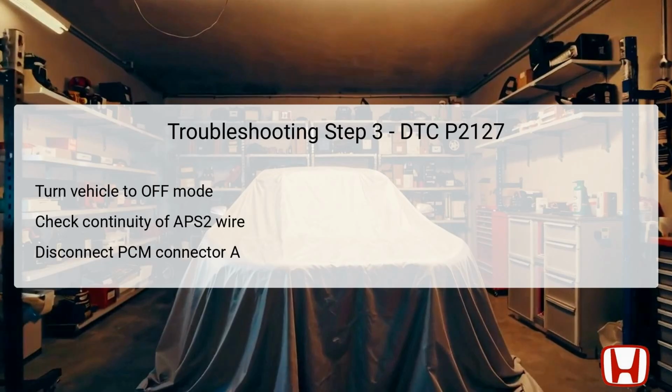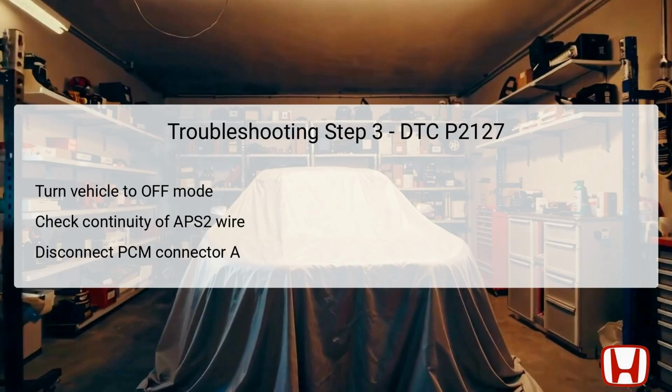Step 3 requires turning the vehicle to the off mode and utilizing the HDS to jump the SCS line, followed by waiting for more than a minute. Disconnect the PCM connector A, which contains 50 pins. This action is necessary to check for continuity between specified test points across the APS2 wire. Ensure that the APP sensor 6P connector is also disconnected. Use a multimeter to assess continuity between test points.